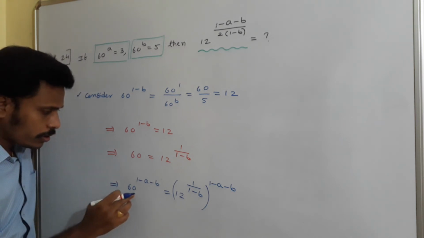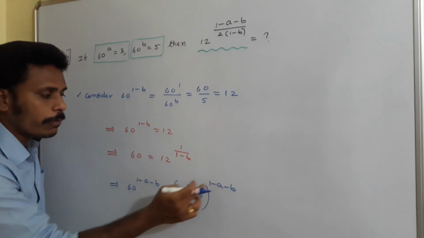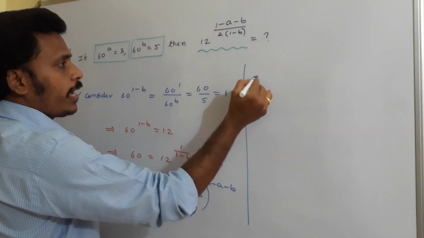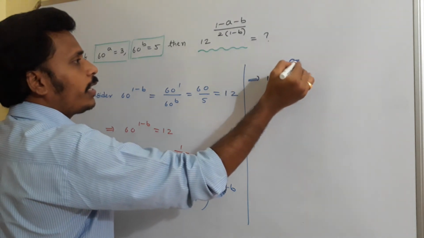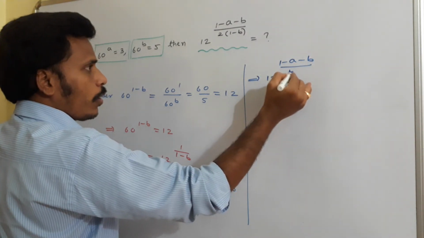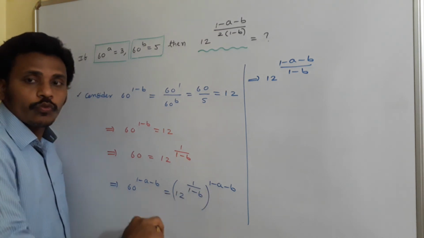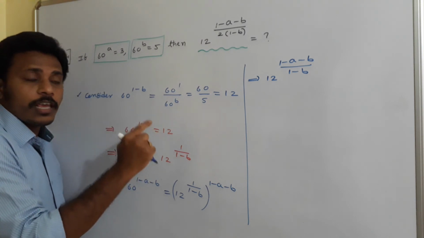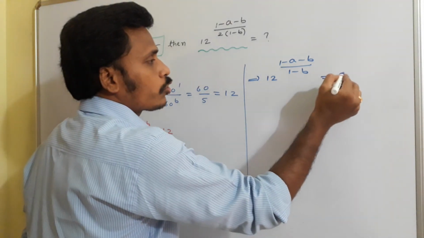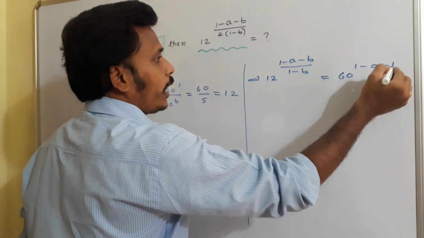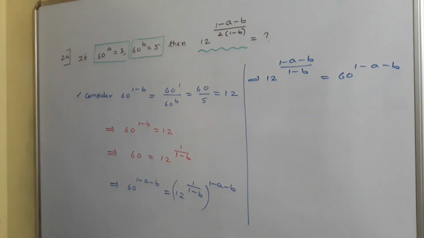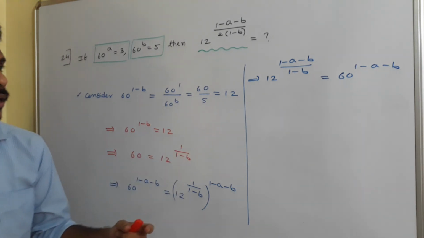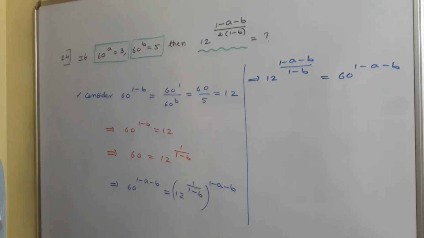And now, see, this side it is okay, and that side 12 power (1 minus a minus b) by (1 minus b). So this implies 12 to the power (1 minus a minus b) by (1 minus b). Since we need to multiply these two using (a power m) power n, a power mn, 12 to the power (1 minus a minus b) by (1 minus b) is equal to 60 to the power 1 minus a minus b. Right? Since we need to find this particular value, you just rewrite that 60 power 1 minus a minus b.